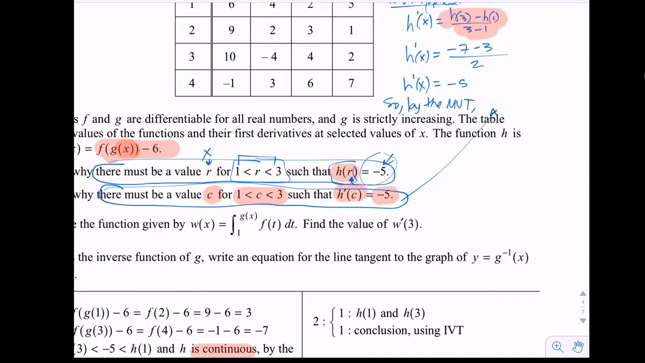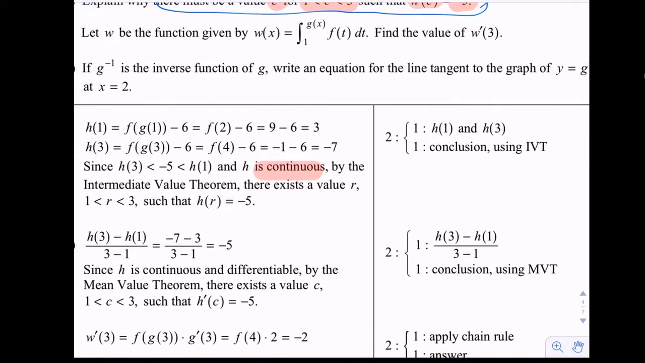So for the IVT, it's about saying it's continuous on the closed interval, computing the y values at the endpoints, and saying the value you want is in between there. For the MVT, it's all about finding the difference quotient, and that's it. And then saying then there has to be some value. How many points is that going to be worth, do you think? I hope at least 2.